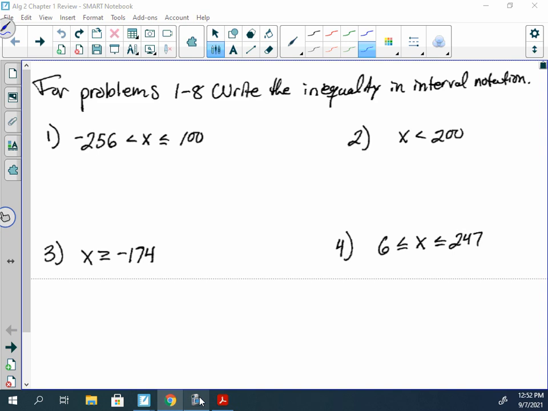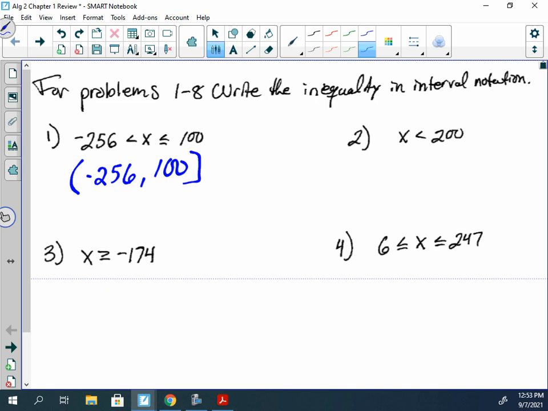Okay, so we want to write it in interval notation, so we're using our parentheses and brackets. Now the smallest number that this can be is, and the biggest. The negative 256 would have a bracket, and the 100 would have a bracket, because it is equal. We use parentheses when it's not equal, and we use brackets when it is.